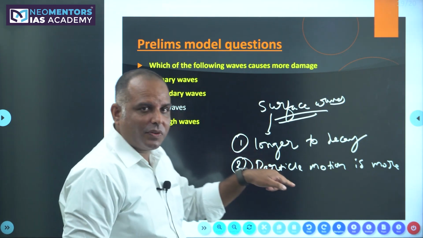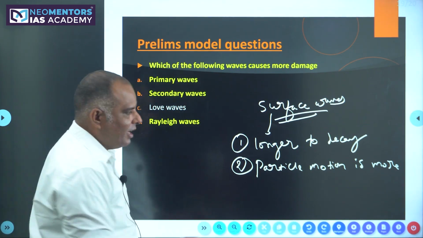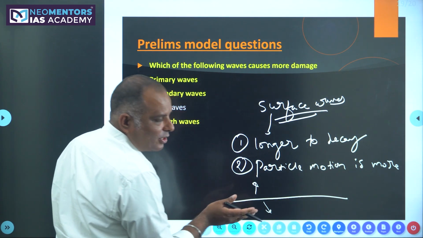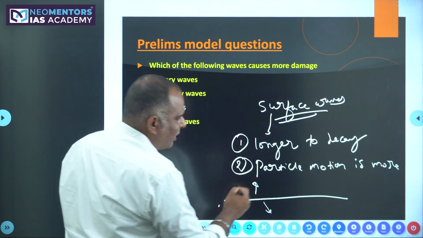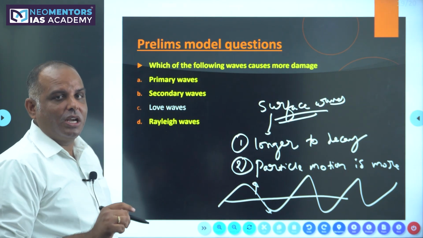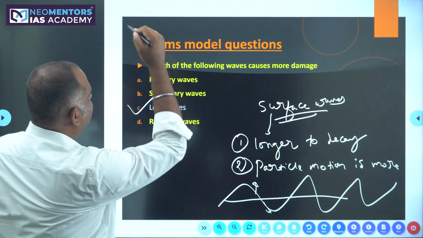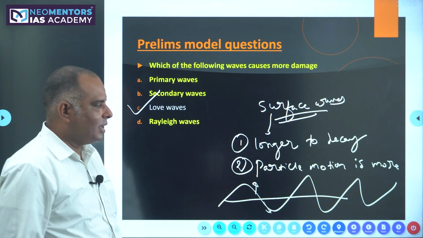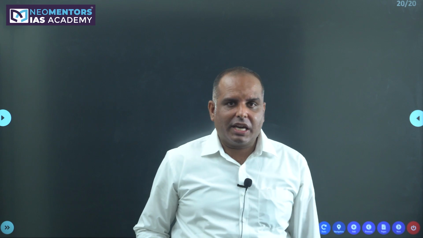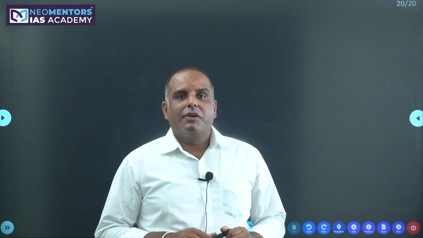Now again, within surface waves, which cause more damage? For that also we discussed that if this is the propagation, Love waves travel perpendicular to the propagation of the wave. That is the whiplash effect we discussed. That means Love waves are more harmful. They cause more damage compared to any other wave. Clear? As part of this session, we discussed the classification of earthquakes. Now, we'll continue with our next session with another topic.